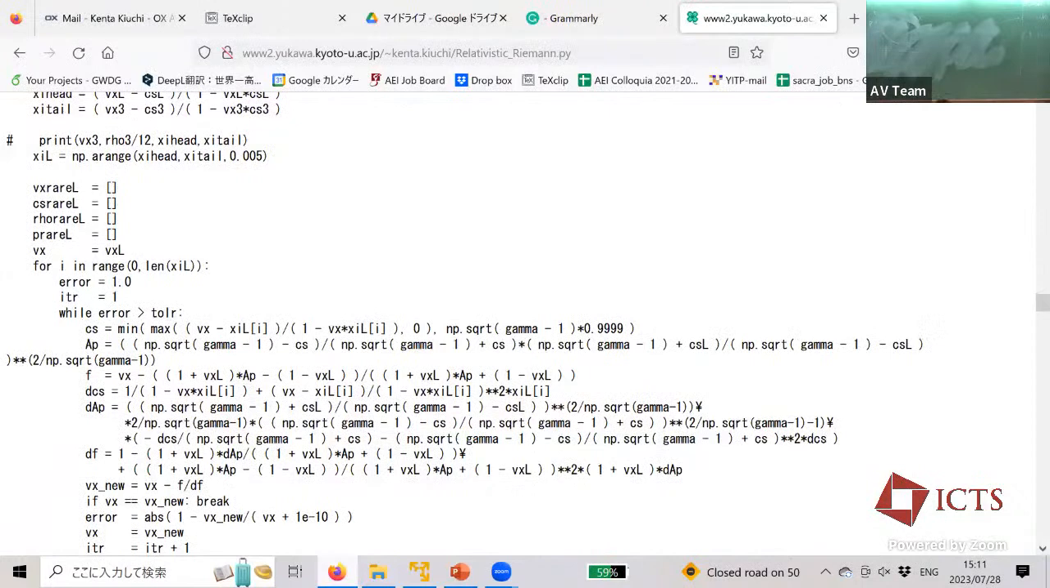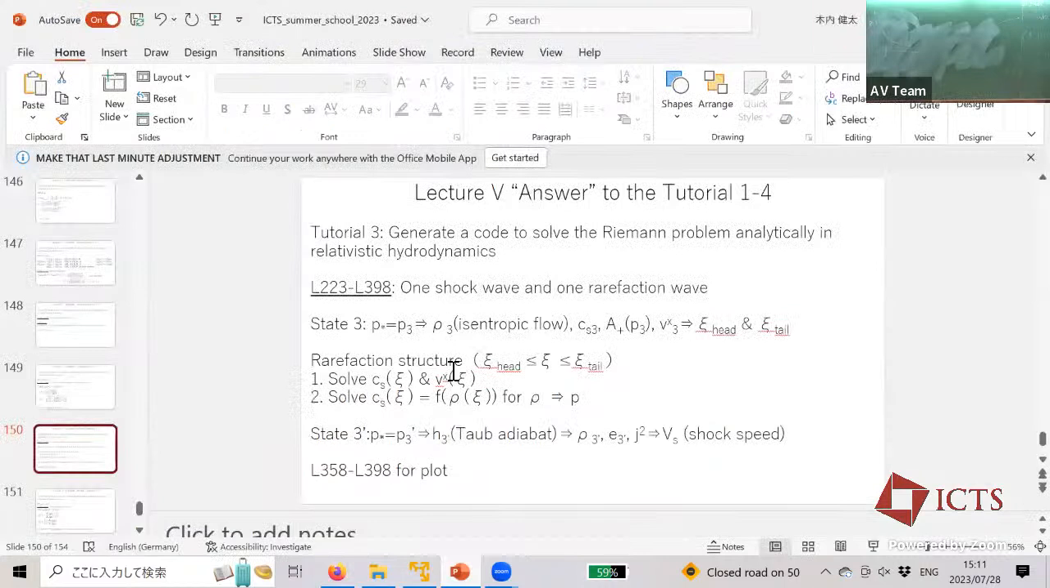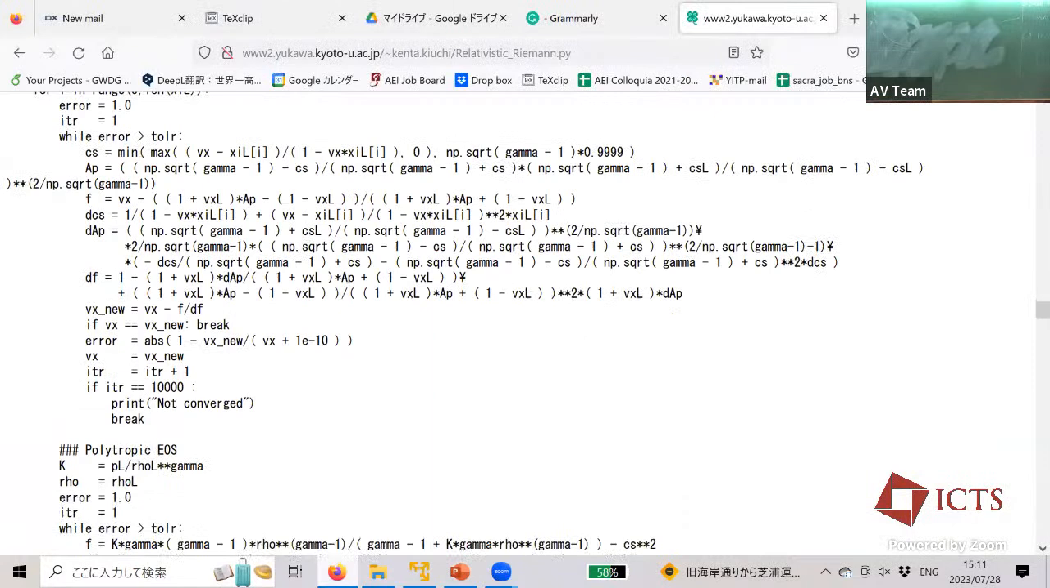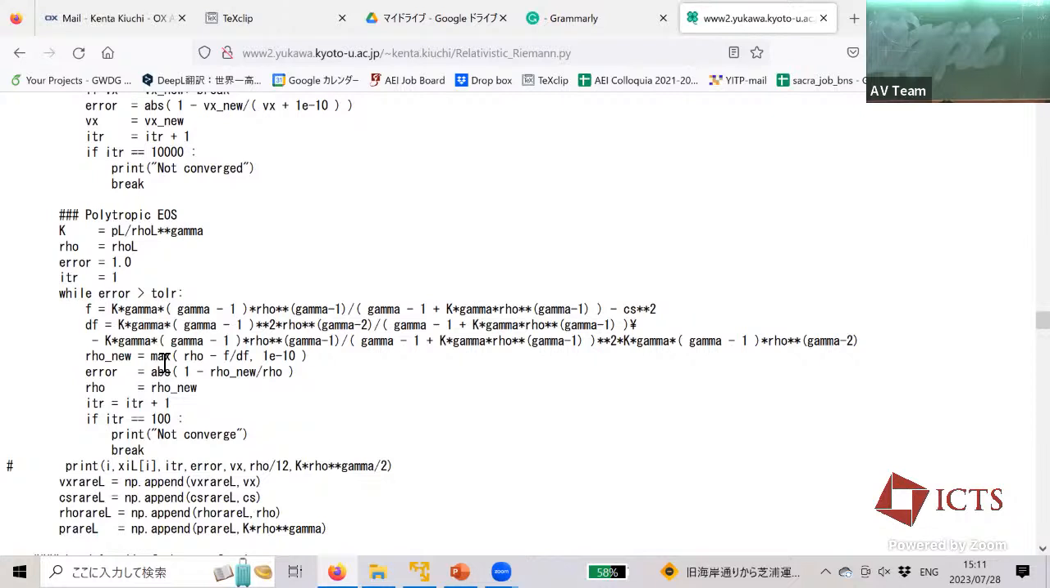And here, you estimate Z head and Z tail, and between the two you need to solve these equations, right? Cs as a function of Z, and Vx as a function of Z. Again, I use the Newton-Raphson method to solve these nonlinear equations. After you get the solution, you can convert from the sound velocity to the density. Again, you need to solve a nonlinear root finding, something like this.